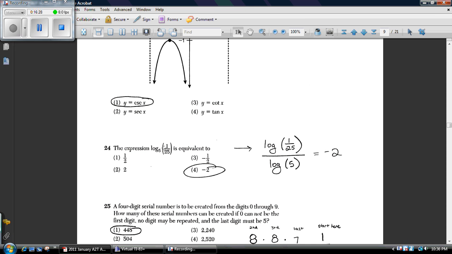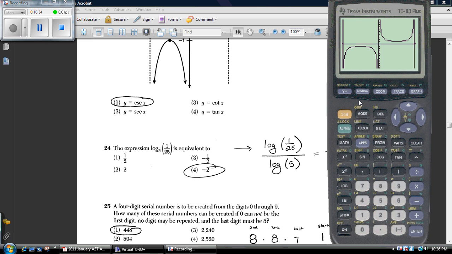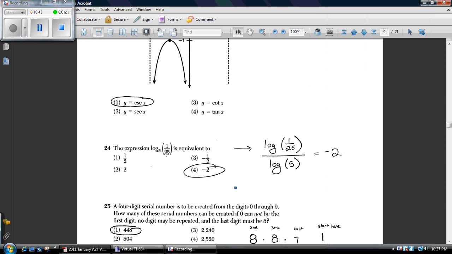Logs, a cheap, fast way to take care of logs. When you have a log with a base, if you look at your calculator and try to use it, let me clear it out, hit that log button, it doesn't give you the option to put the base in. So here's a cheap shortcut. When you have this, just split it up. This is the log of 1 over 25 divided by the log of 5. It really comes from a change of base formula, but this is an easy way to use your calculator for almost every kind of log problem. Just plug that in, you get -2.